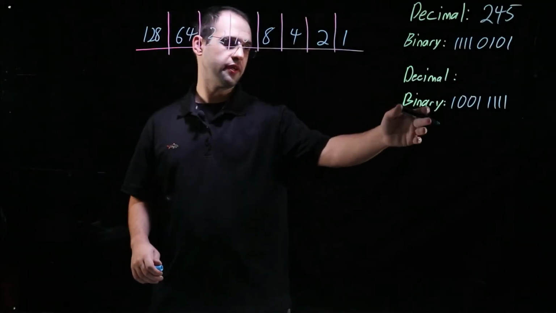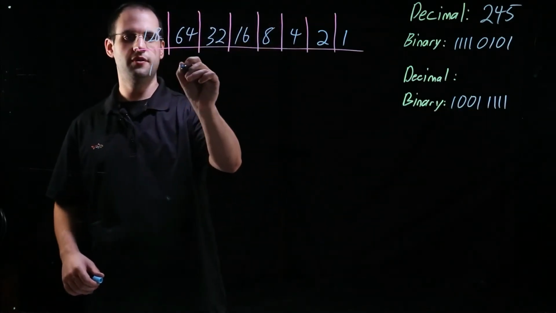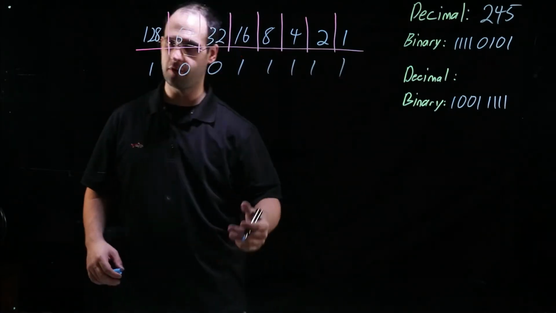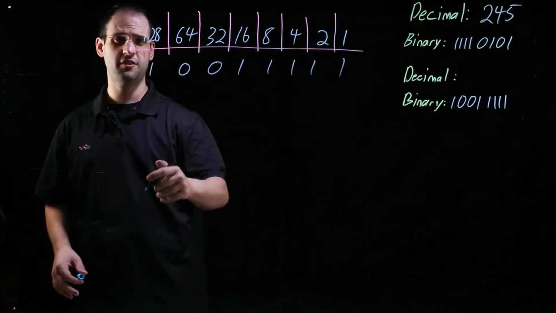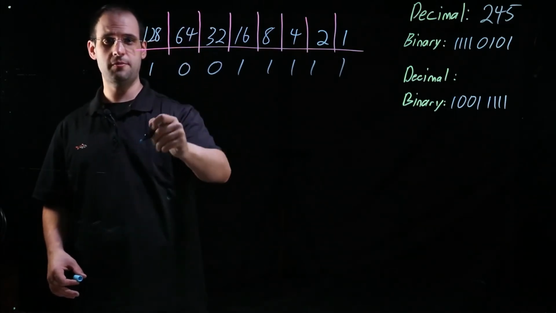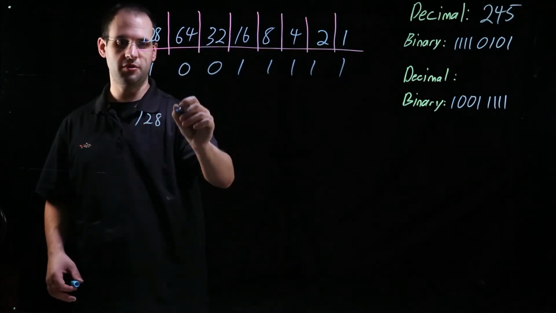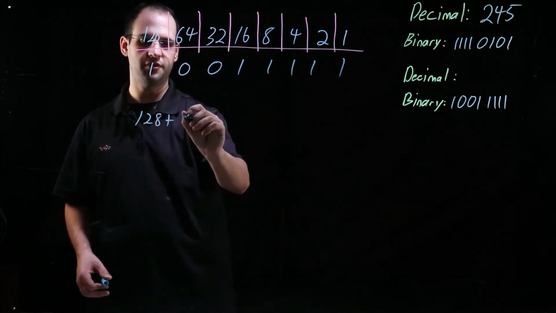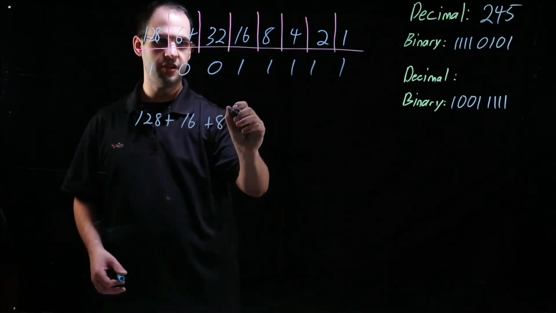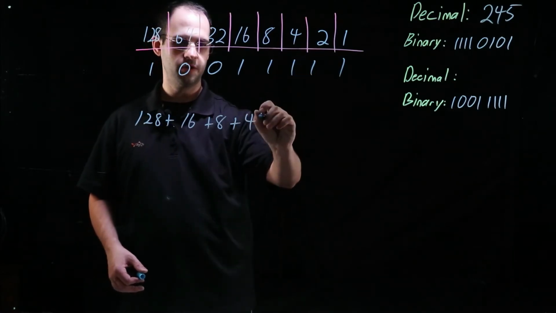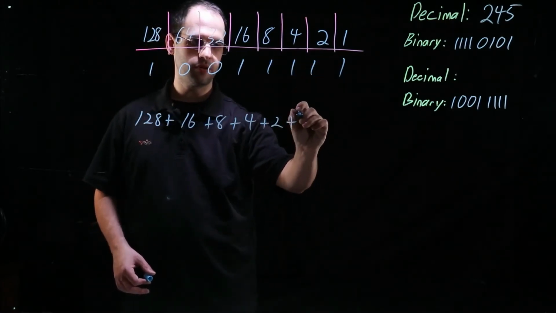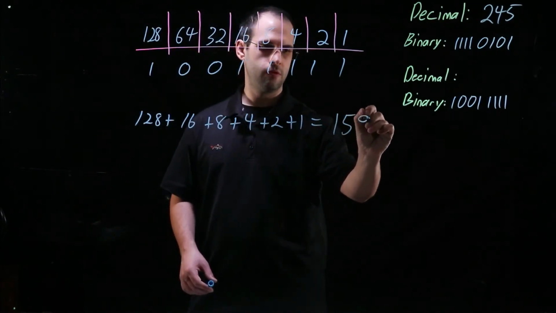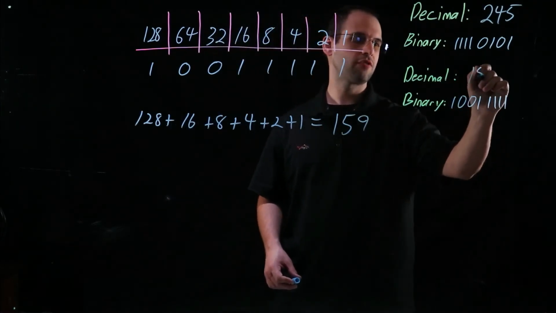All right, so here we go again. We're going to take this binary number, 10011111. Once again, I'm going to skip all the parentheses this time and just do it in my head. So 128 for the 1, plus 64 is a 0, so we can skip that. Skip this one too, that's another 0. Plus 16, plus 8, plus 4, plus 2, plus 1. If we add this all up, 159. Quick and easy, right?